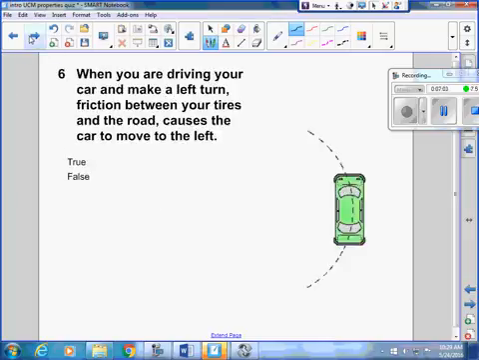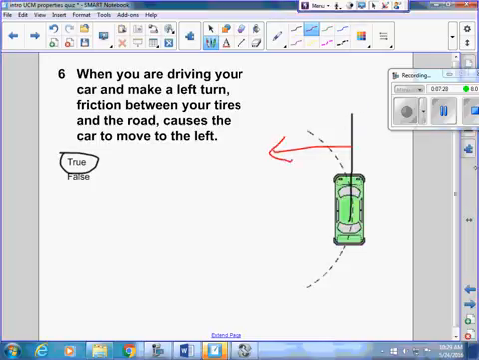When you're driving your car and you make a left turn, friction between the tires and the road causes the car to move to the left. You're driving your car, you turn the wheel. Is it friction that causes your car to move to the left? And the answer is yes. Your car tries to go in a straight line, but friction pushes it in, right? Which is why when there's no friction, when it's icy, your car will continue to go straight.